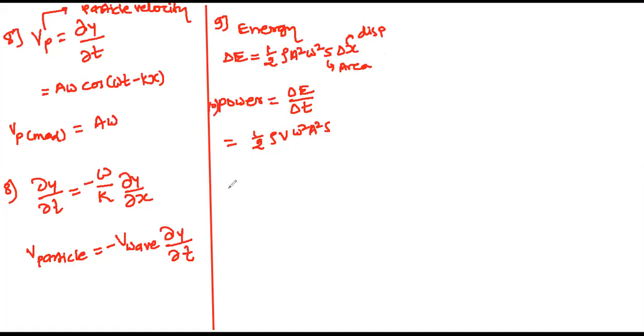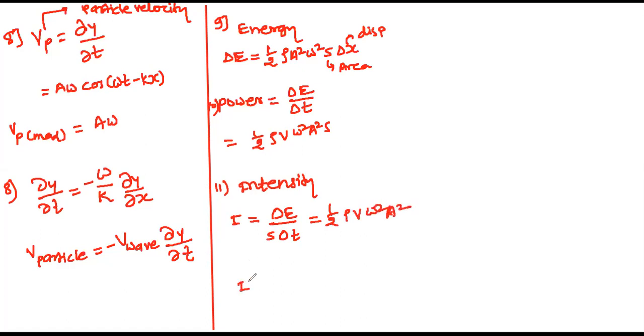And next one is intensity, 11th formula. Intensity I is equal to ΔE by S into ΔT. So you will get this as half ρ V ω² A². And we know intensity is proportional to amplitude square. Okay.